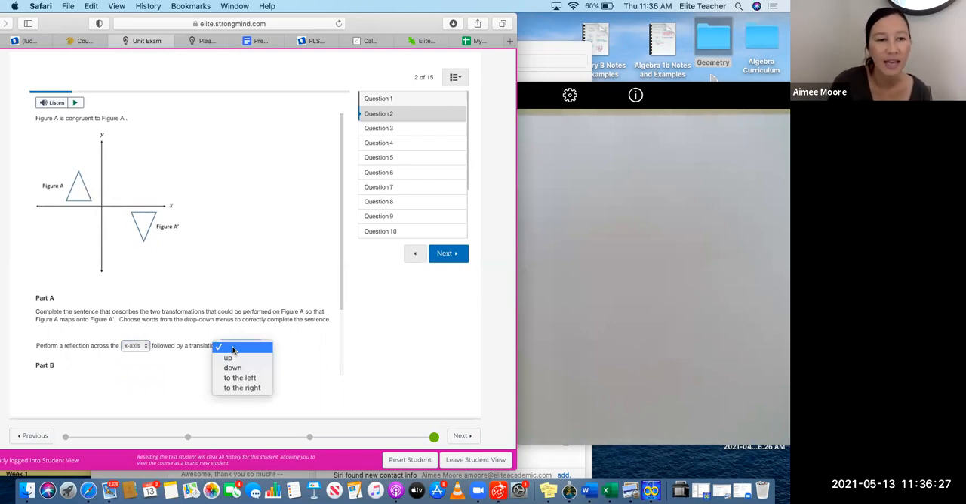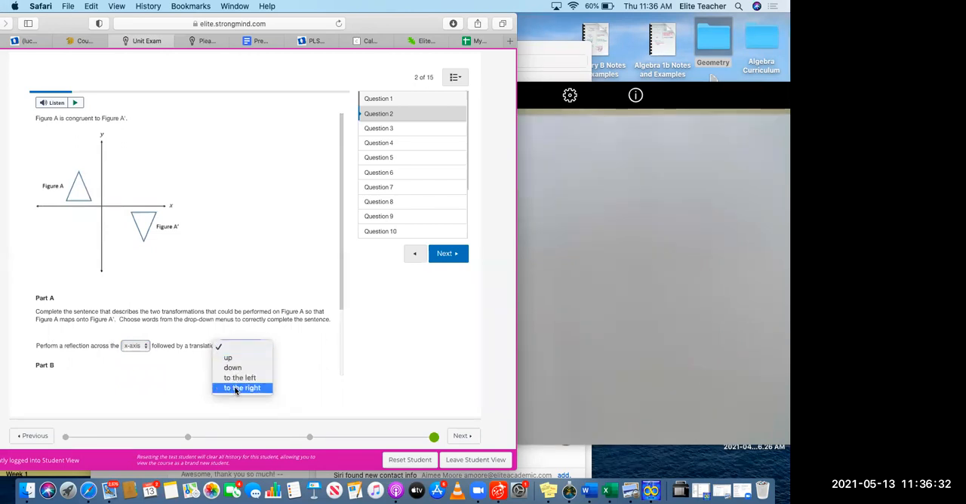So that's sliding it. Which direction do we need to slide it then? To the right.